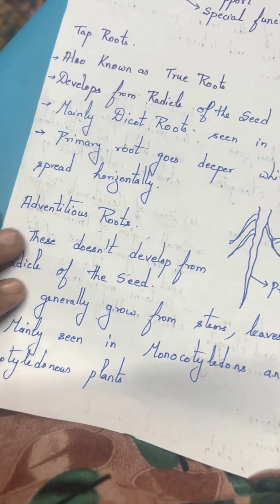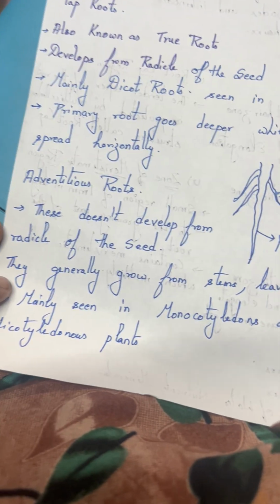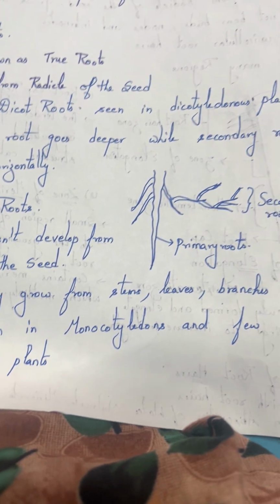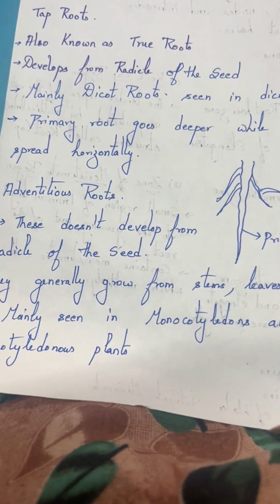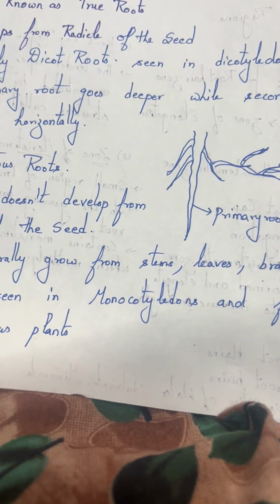adventitious roots. These don't develop from the radicle of the seed. Okay, they generally grow from stems, leaves, branches, etc., and are mainly seen in monocotyledonous plants and some dicotyledonous plants.